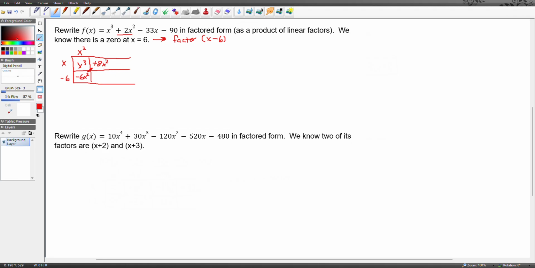Now we go above, below, diagonal again. So up here we're going to have plus 8x, because 8x times x makes that 8x squared. And then 8x times negative 6 makes negative 48x.